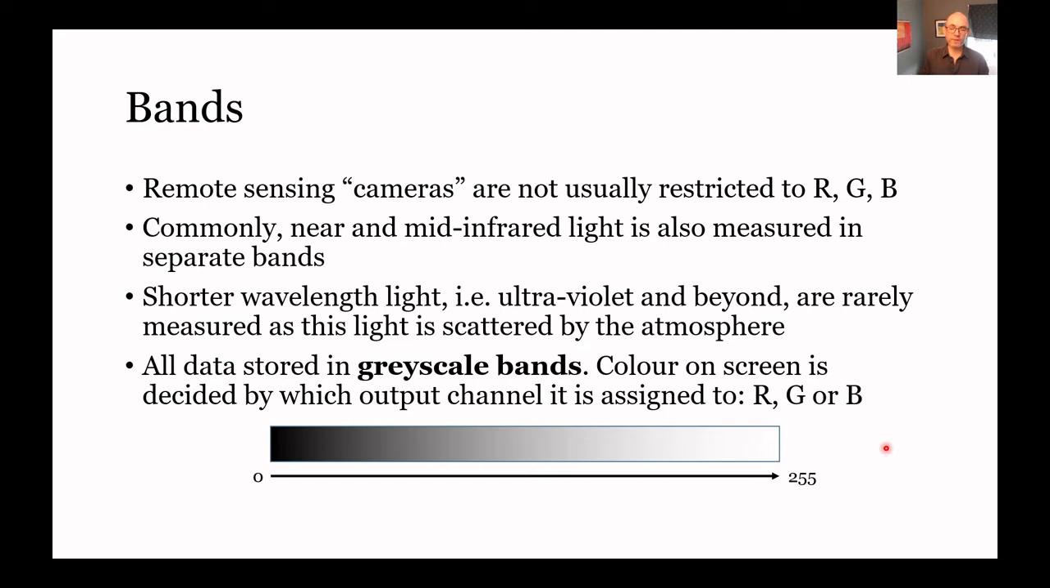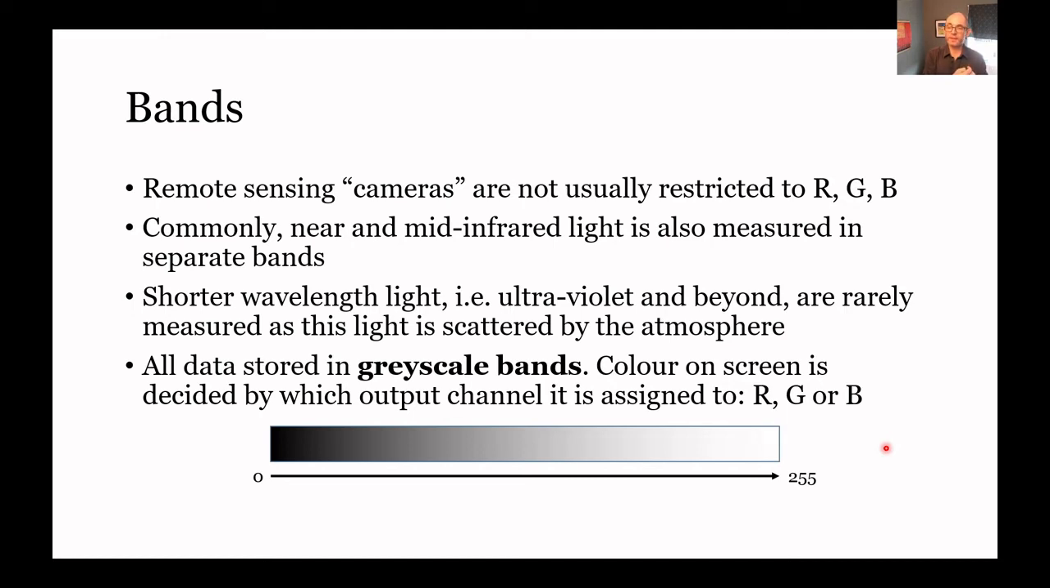The higher frequency, the shorter wavelength light, we tend not to observe. One, we have this problem with absorption, but even closer to the visible, when we get to ultraviolet and even the violet and the blue light, tends to be scattered more by the atmosphere, which means that the image becomes blurry. We're not sure where the light is coming from. So generally speaking, we're not going to see terribly many bands of data towards the blue end, towards the higher frequency light.